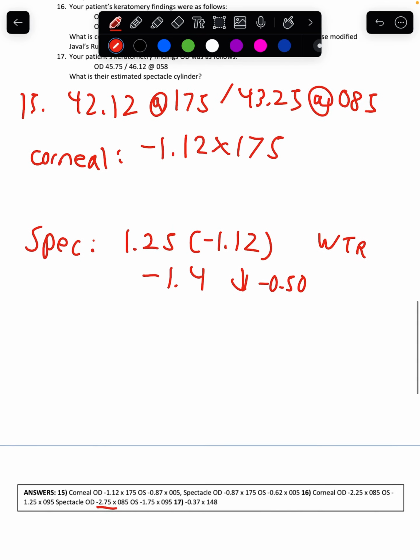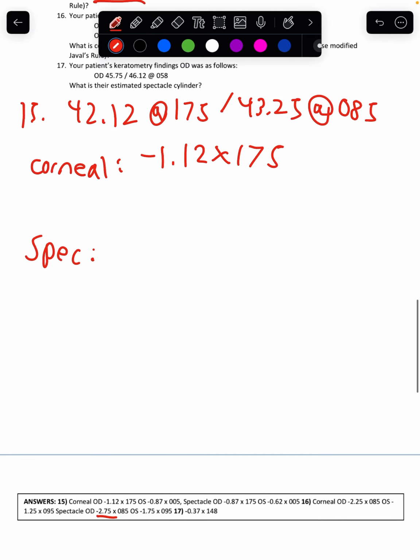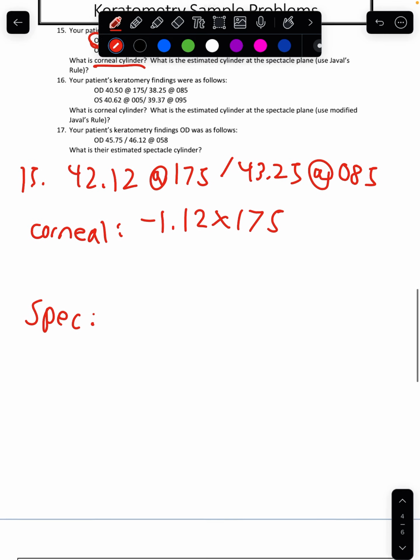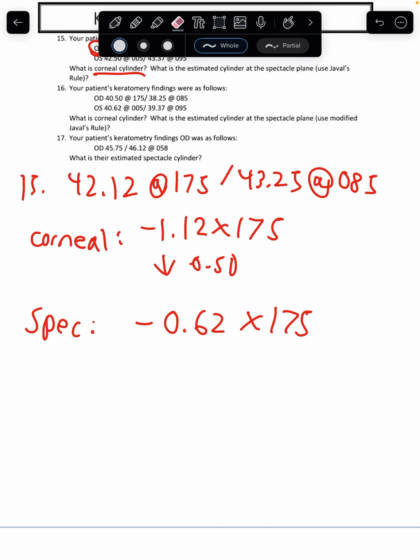Since I want to be thorough, I want to do the same problem, but with modified Javal's rule. In the case of modified Javal's rule, which is what we're using most of the time, you skip the multiplying by 1.25 and you just increase the CIL by 50, decrease the CIL by 50, or leave it the same. So in this case, remember, we're with the rule, so we're decreasing the CIL by 50. And so in this case, our CIL would be minus 0.62 x 175, which is conveniently already an eighth, so we don't have to round or anything.